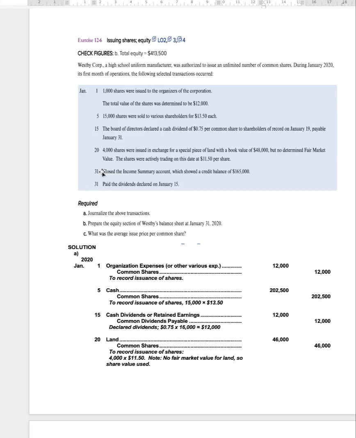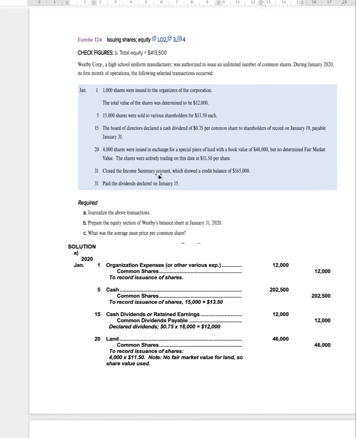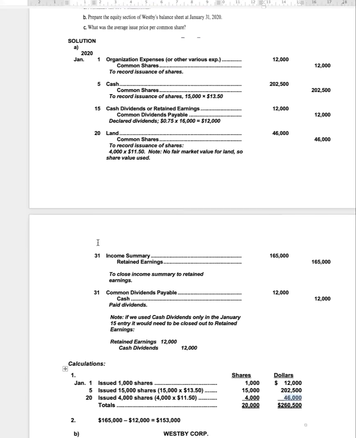The last two transactions say here we close the income summary account, which is a credit balance of $165,000. When the income summary has a credit balance, remember, that means revenues were bigger than expenses on the income statement, so we had profit. So if we're going to close out that profit showing in the income summary as a credit of $165,000, we know profit increases retained earnings. So we're going to debit the income summary account to zero it out or close it out, and we're going to credit retained earnings for $165,000.